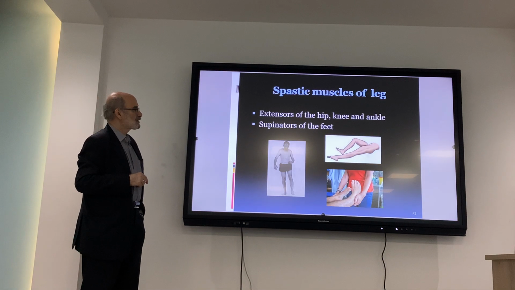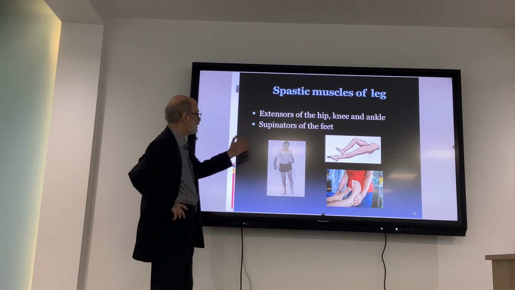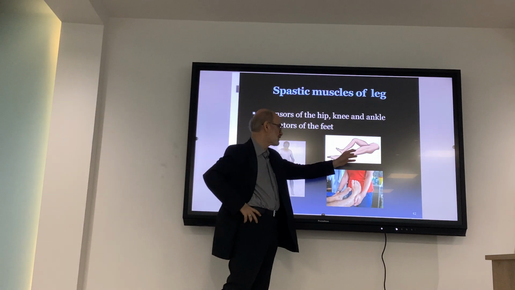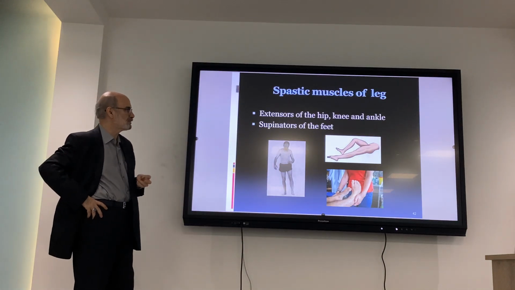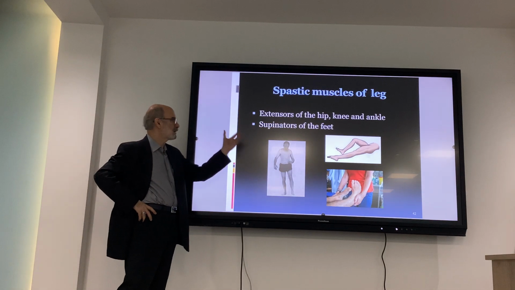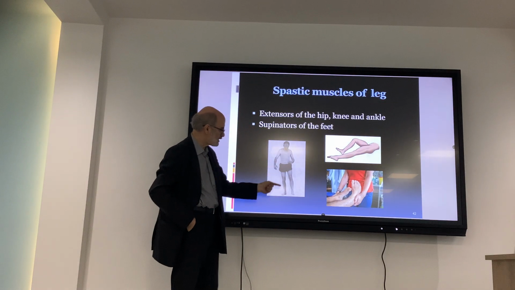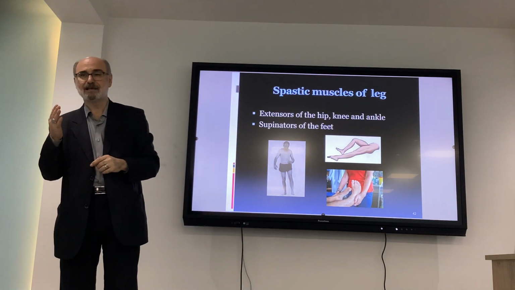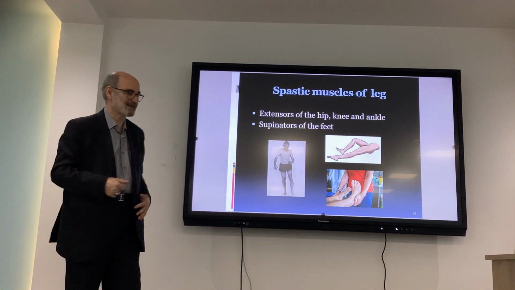But the spastic muscles of the leg are extensors of the hip, knee, and ankle with inversion or supination of the foot, like this one. This is the extension posturing of the limb when the extensors of the hip, knee, and ankle are spastic, along with invertors or supinators of the feet. As you see here, the extensors are affected. Therefore, in the upper limb, the flexors are spastic. In the lower limb, which muscle groups? Extensors are spastic.